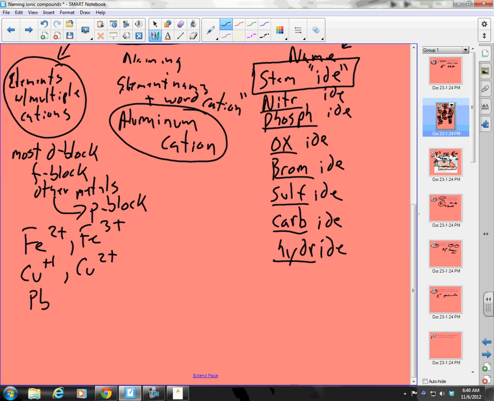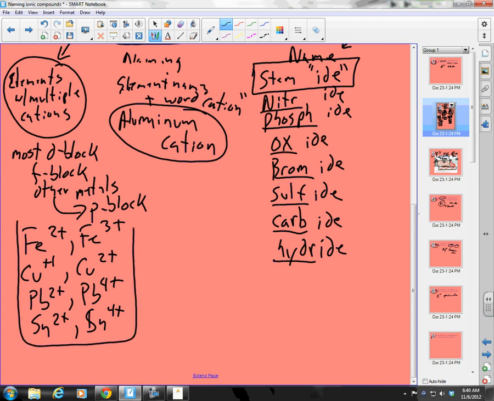Lead is +2 and +4, and tin is +2 and +4. So I want you, for my class, to memorize these. Now, you have to remember, anytime I have an element in the D block, we have to assume that it forms multiple cations. However, there are some exceptions.